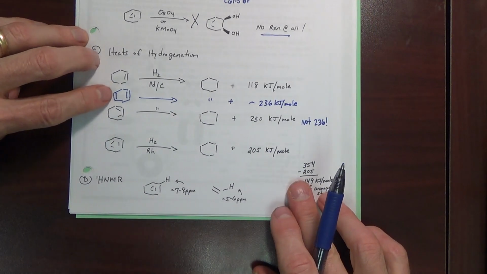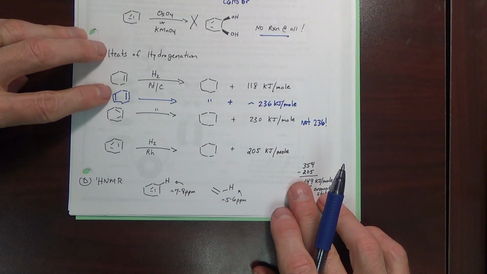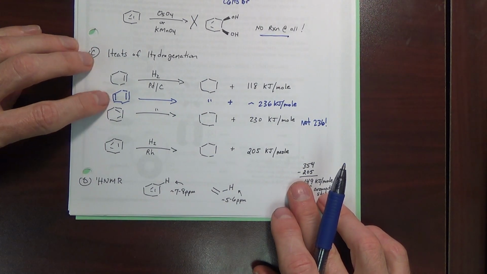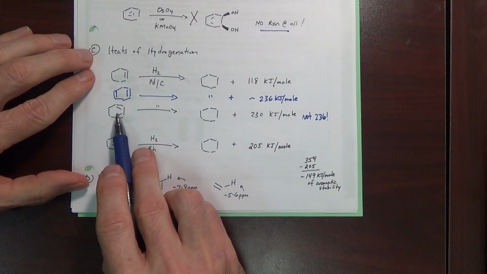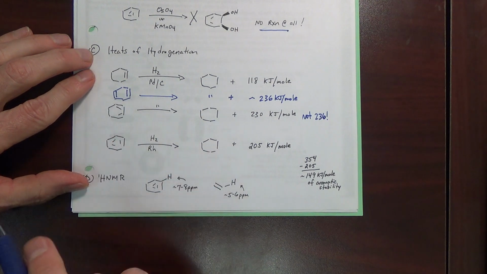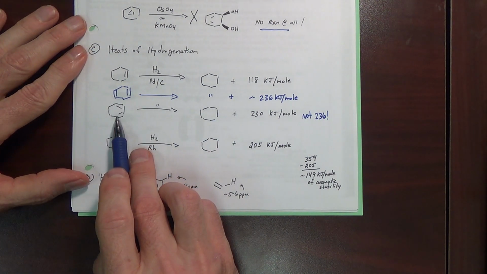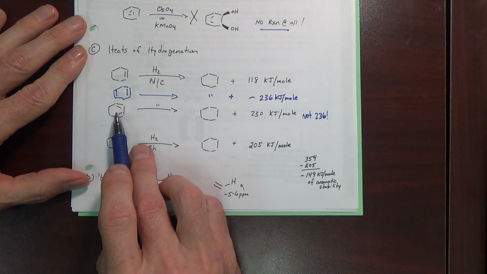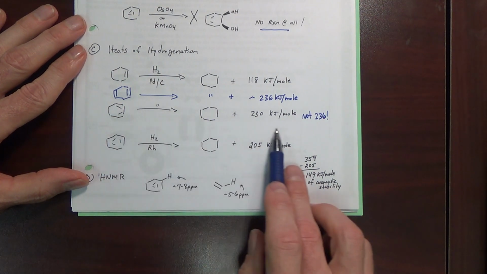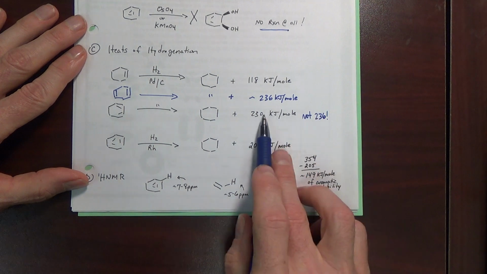Well, do these two start at the same place? No, one of these is more stable. The conjugated diene is more stable than the non-conjugated diene. Remember, conjugation is a stabilizing factor. So it sits at a lower level, it has less energy to give off. Now it's not much of a difference.